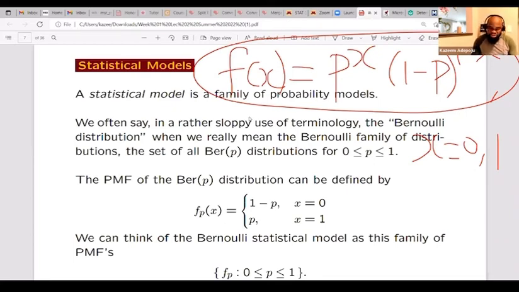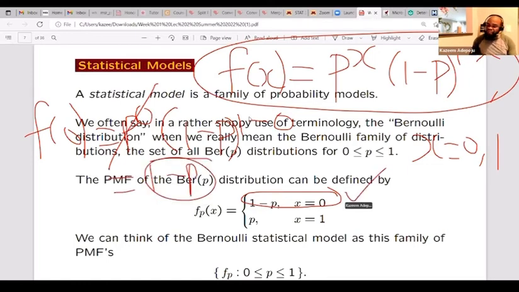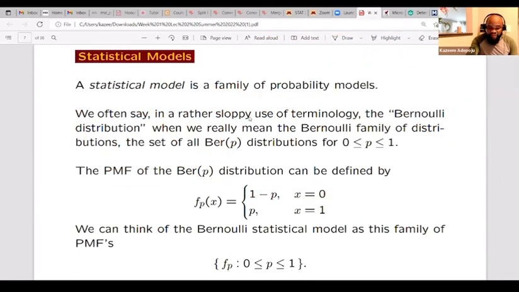There's something I want you to do now. Plug in 0. When you plug in 0, what do you have? You're only going to have 1 minus p. f of 0 is going to be p raised to the power 0, times 1 minus p raised to the power 1 minus 0. This is 1, so automatically we give you 1 minus p. When you plug in 1, it's basically going to give you p. Just take note of that. So that is the Bernoulli distribution.